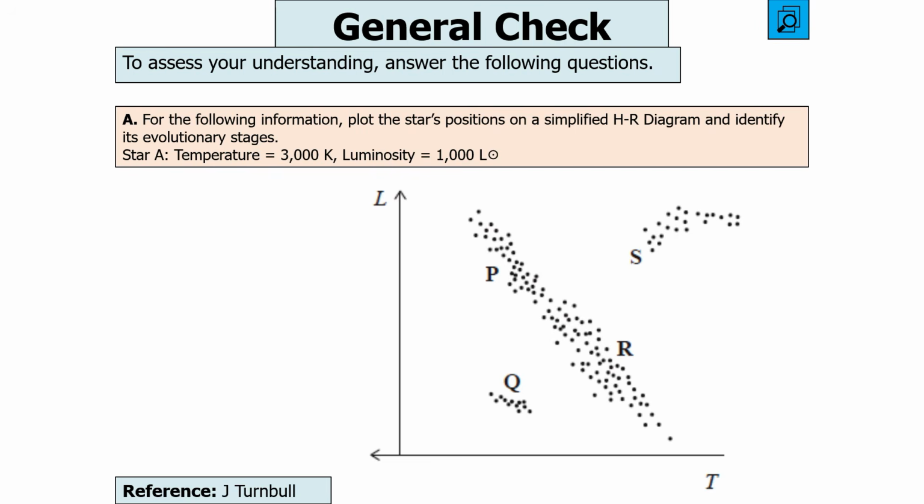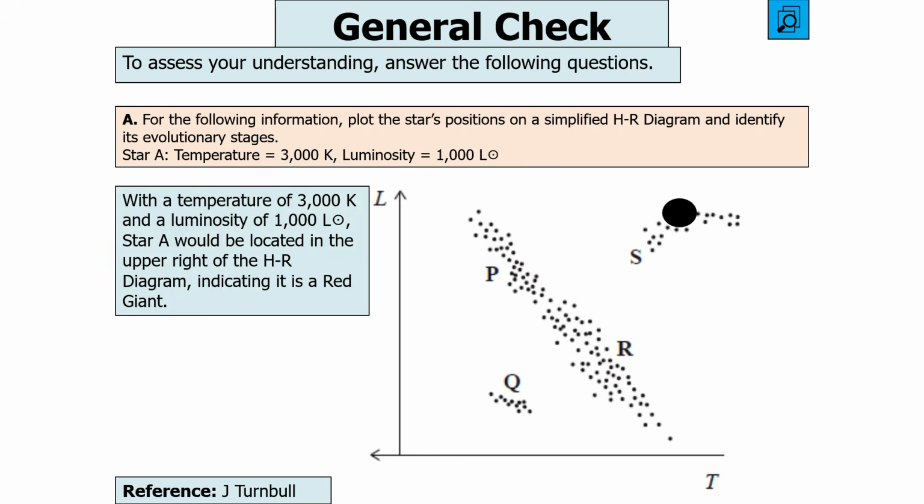For the following information, plot the star's position on a simplified Hertzsprung-Russell diagram and identify its evolutionary stage. Star A has a temperature of 3,000 Kelvin and a luminosity 1,000 times that of the Sun. We'd find it goes there. With a temperature of 3,000 Kelvin and a luminosity around 1,000 times that of the Sun, it will be located in the upper right hand corner, indicating it to be a red giant.